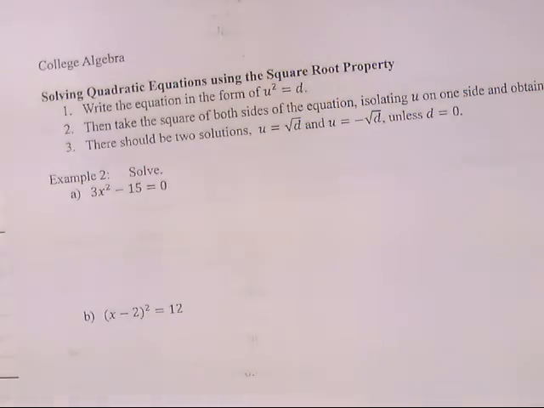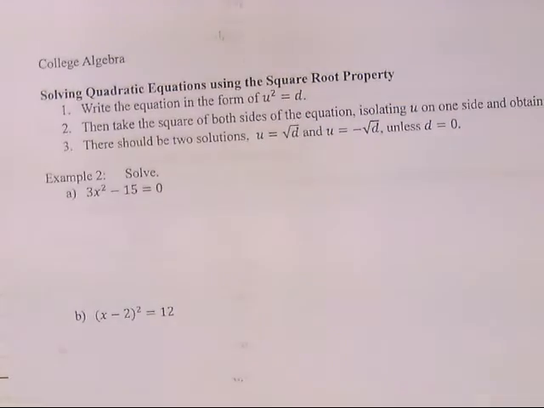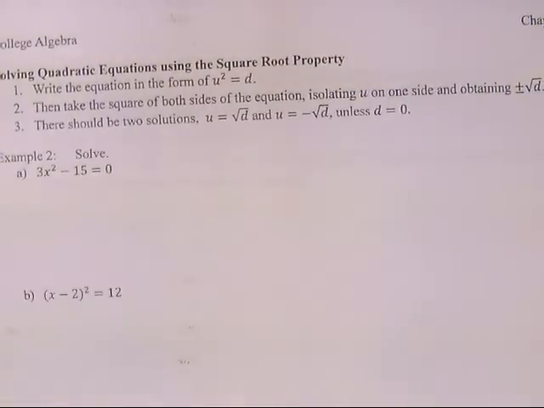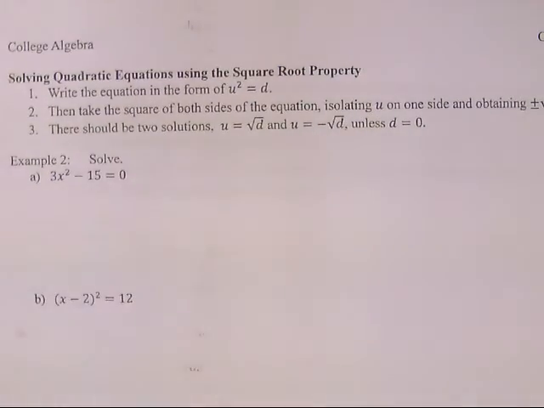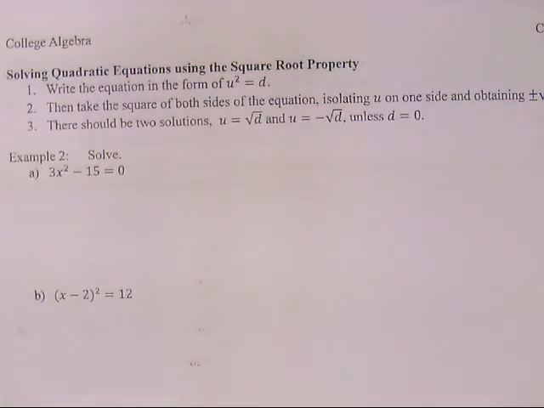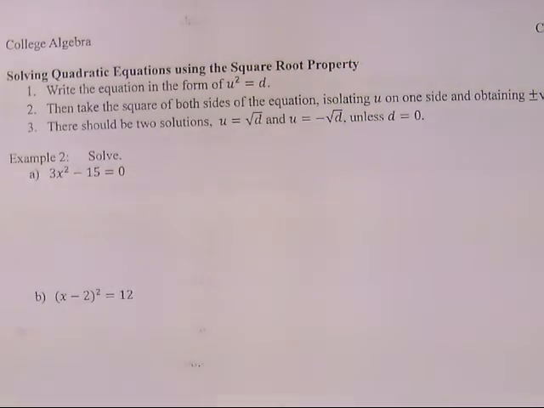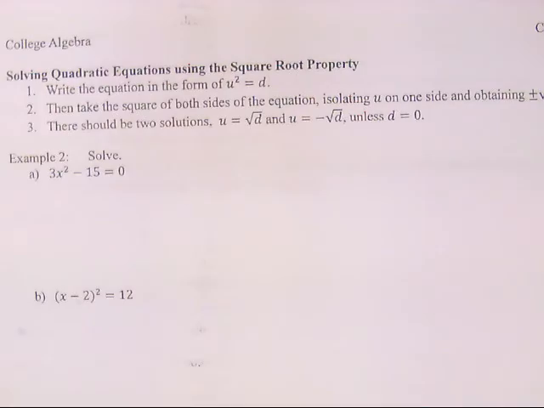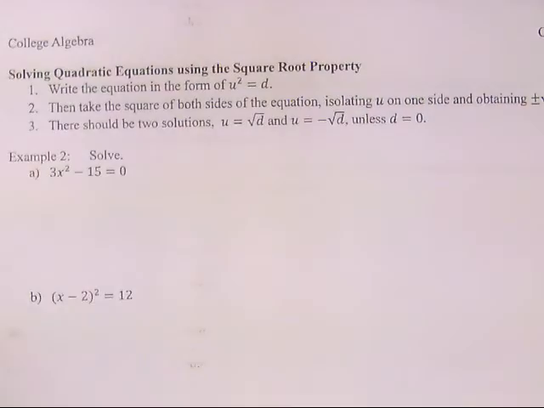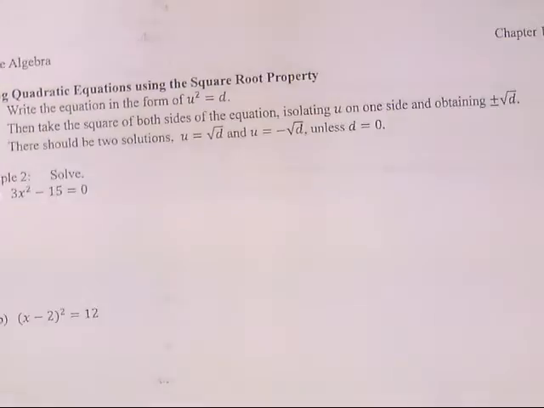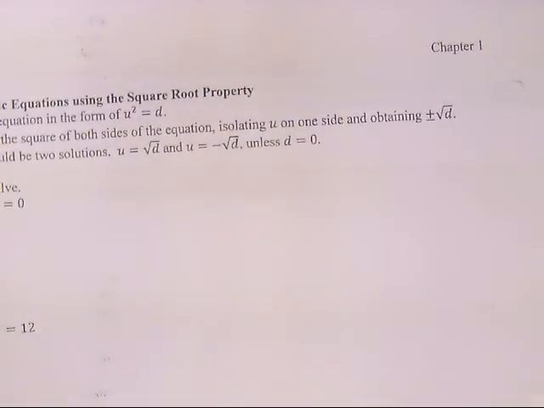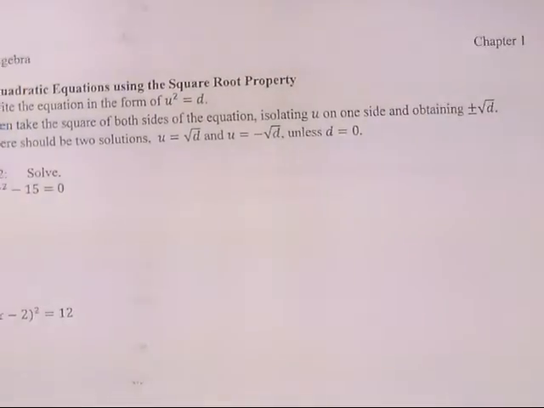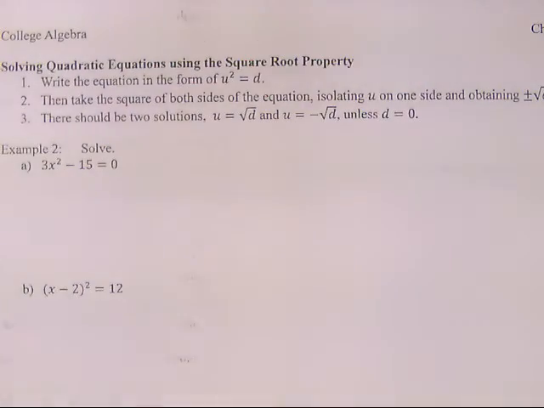Alright, now let's look at the next method of solving a quadratic equation, and that's by using the square root property. The first thing we do here is write the equation in the form u squared is equal to d. And then take the square root of both sides of the equation, isolating u on one side and obtaining plus or minus the square root of d. And then there should be two solutions: u is equal to the square root of d and u is equal to negative square root of d, unless d is equal to 0.